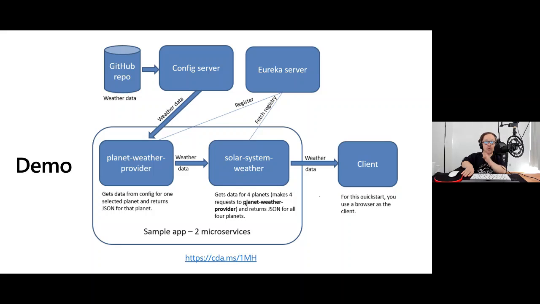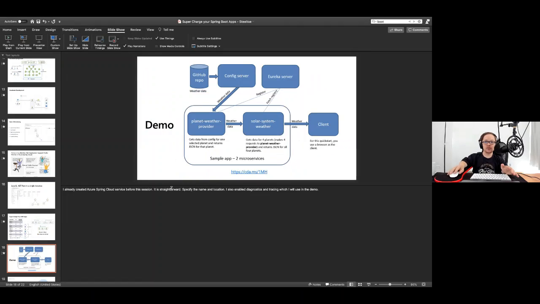The planet weather provider then is called by the solar system weather microservice to get all of the planets' weather in one call, and returns the JSON for those 4 planets. Both of those actually are registered in our Eureka server, which runs on Azure Spring Cloud. And the client for this quick start, we're going to use a browser as a client, and you can access this microservice, this sample app. It's available on cda.ms/1mh. So it's a quick, easy URL to use. It's part of our quick start portal.